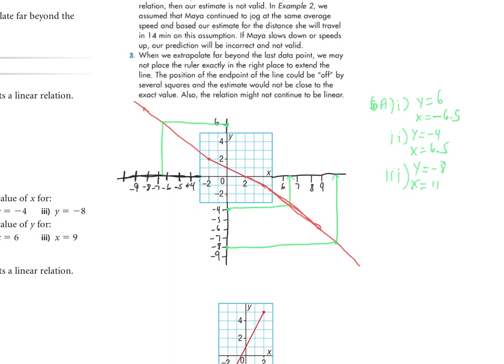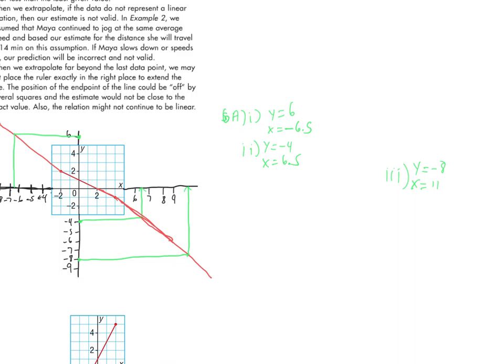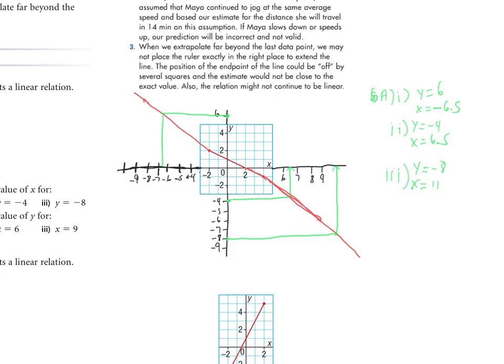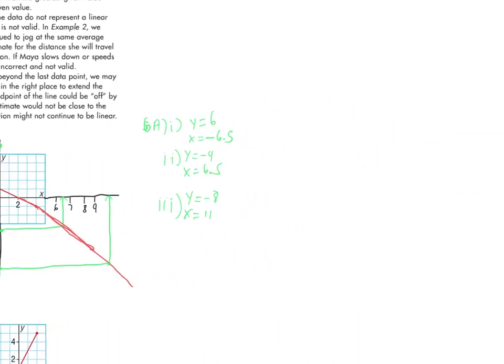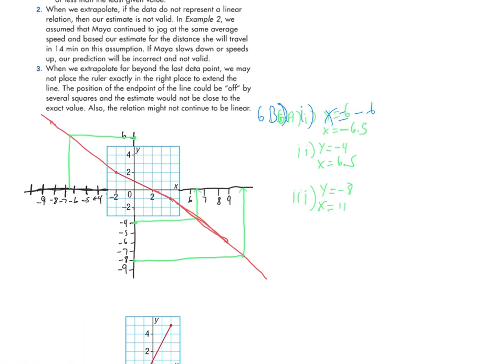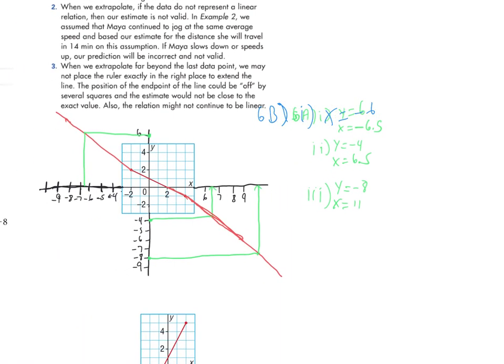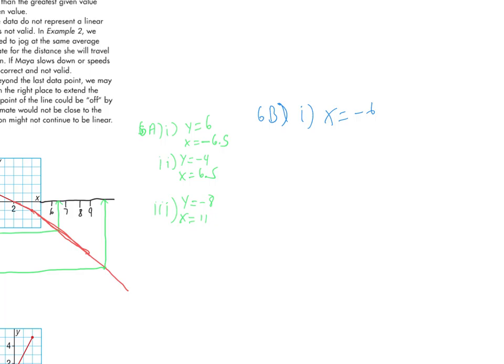So now, when I go and look at B, 6B, so 6b is x equals negative 6. So I have 6b number 1, x equals negative 6. And I can come back and I'm able to look at this here. X equals negative 6 right on this point right here. And I can come up to my line here. And I can come over and see it's going to be about 5, or just a little bit above 5, but we'll just round it to an even 5. So this here is y equals 5.